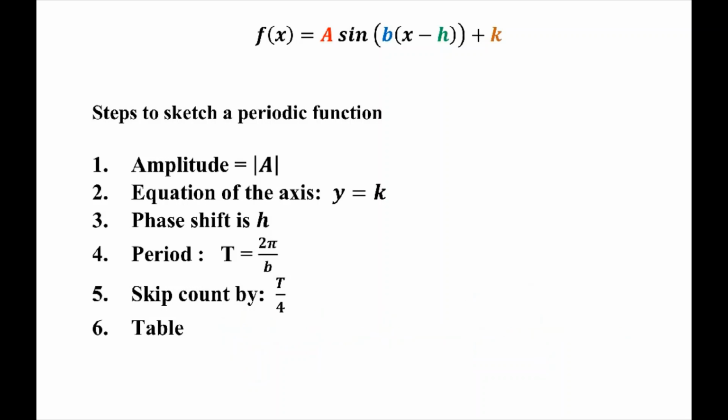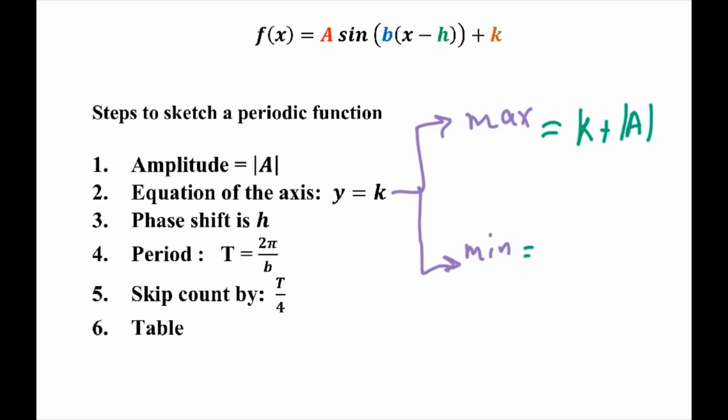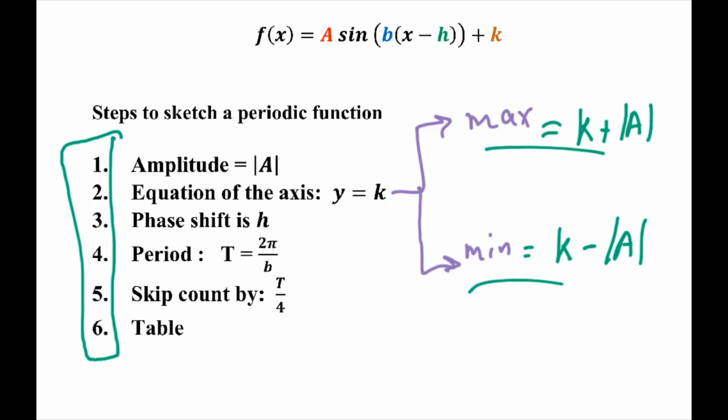I will add something here. I will add, from this point, the maximum and the minimum point. I need to know what the maximum and minimum are. So the maximum is basically the axis, which is k, plus the amplitude, and the minimum will be k minus the amplitude. That's something that I need to add here. The maximum is k plus the amplitude, the minimum is k minus the amplitude. We are going to use these 6 steps, including these 2, to draw any sine and cosine function, okay?